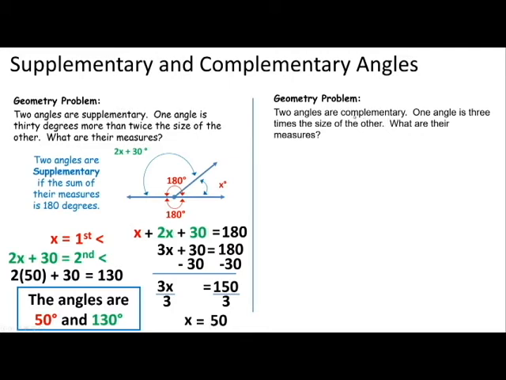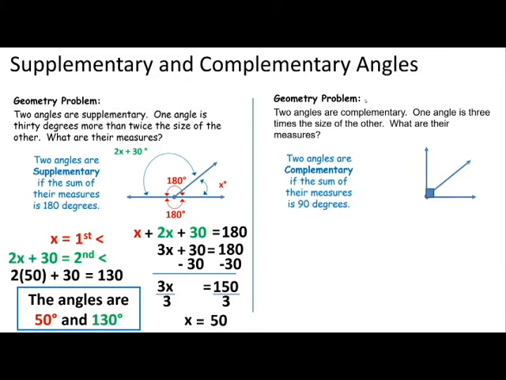Two angles are complementary. One angle is 3 times the size of the other. What are their measures? If you know what complementary is, this is fairly easy. If you don't know what complementary is, it becomes very difficult. The definition of complementary is two angles that add up to 90 degrees.